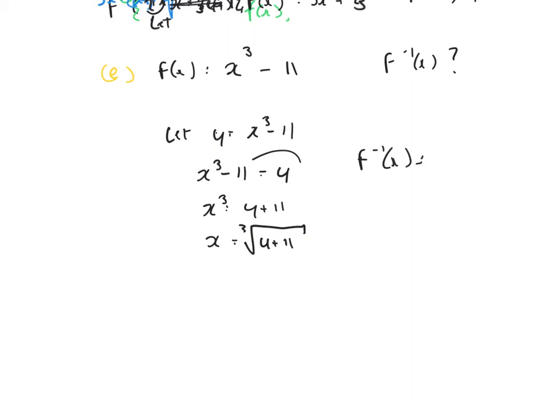Okay, let's introduce the functional notation. So that's going to be the cube root of the variable plus 11. The variable is x. Cube root of x plus 11. Let's take down example F. Okay, example F.